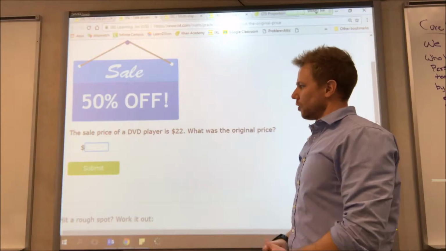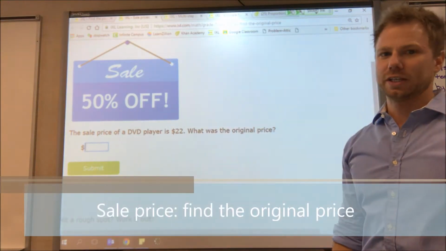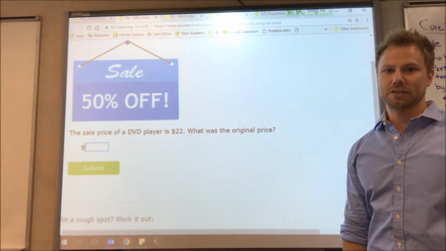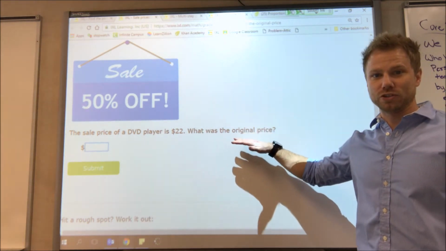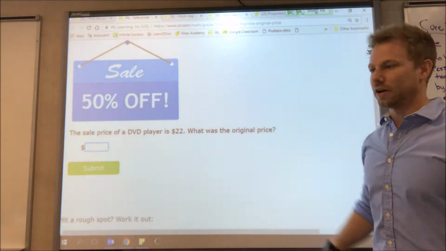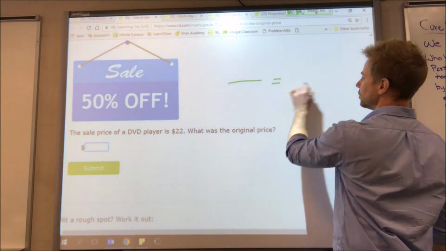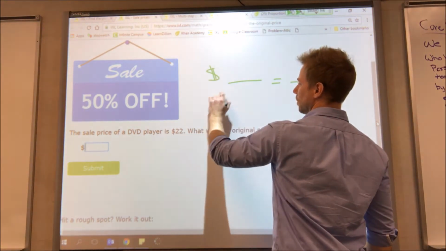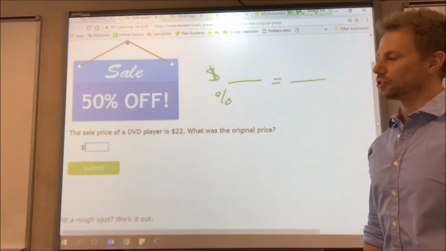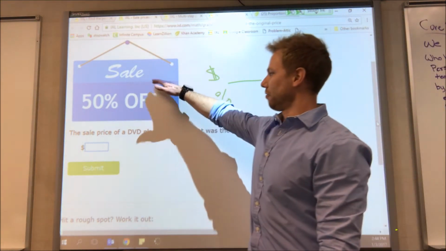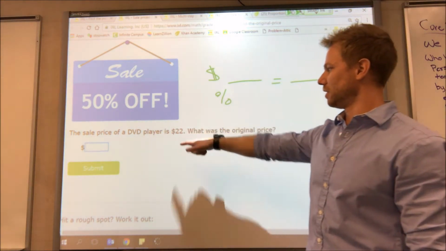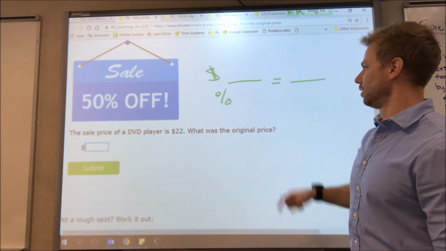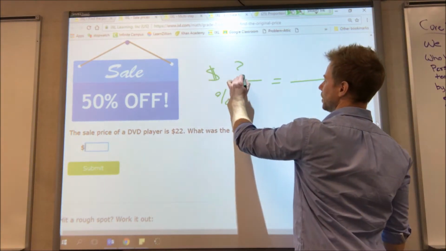Good. Okay, this one is similar to the first one, except instead of finding the percentage, now we're finding the original price. Okay, so we want to remember the original price always goes with 100% in our proportions. Okay, so because of the problem, our labels are still money and percent. Says we have a 50% off sale. The sale price of a DVD player is $22. What was the original price?